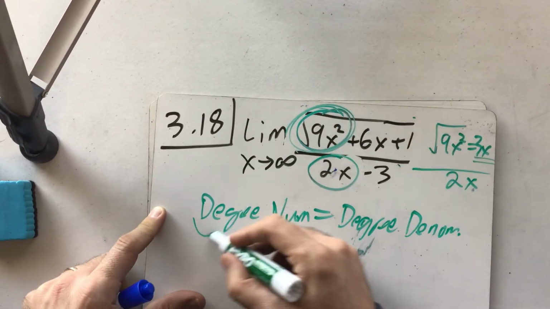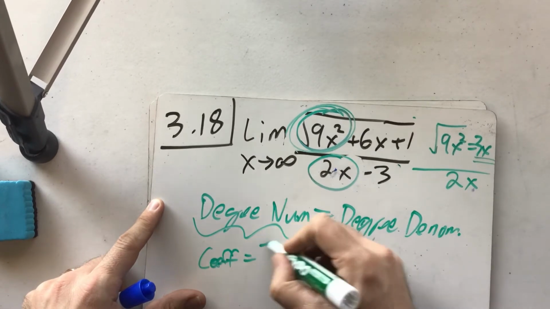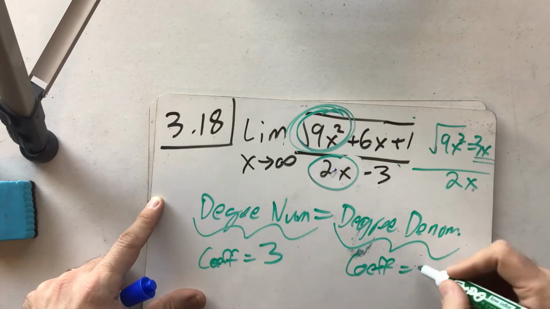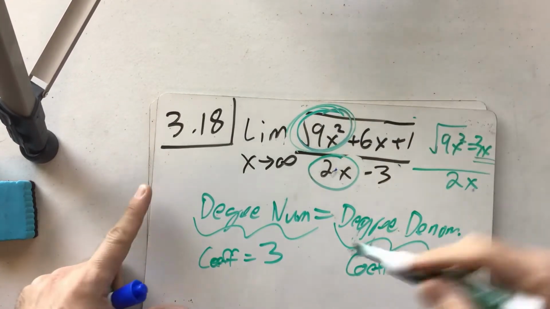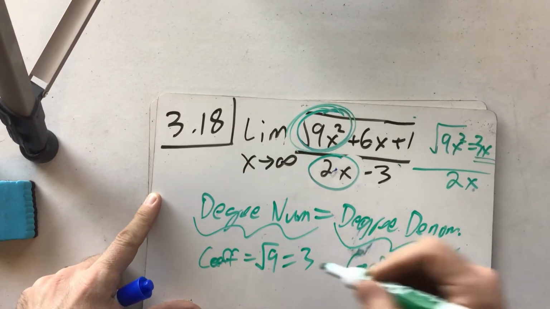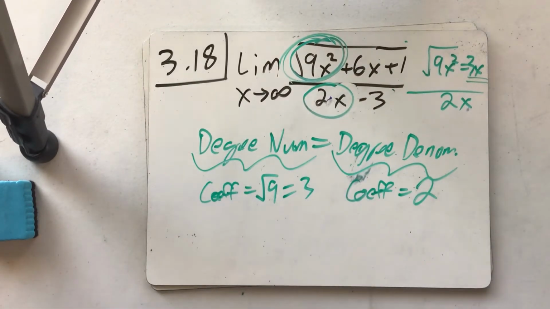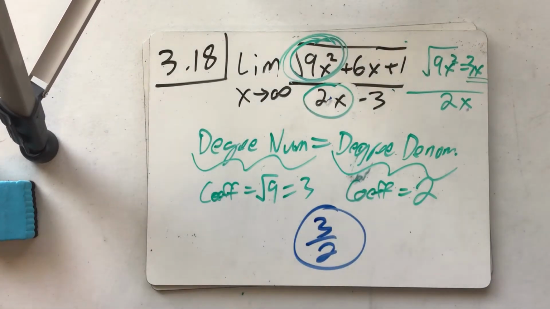And this one has a coefficient of 3, and this one has a coefficient of 2, because this coefficient was actually 9, but it's the square root of 9, and so that coefficient is actually 3. And so now we could divide them out, and we could see that our answer is 3 over 2. So once you get good at thinking about square roots, you can kind of jump right into this answer.